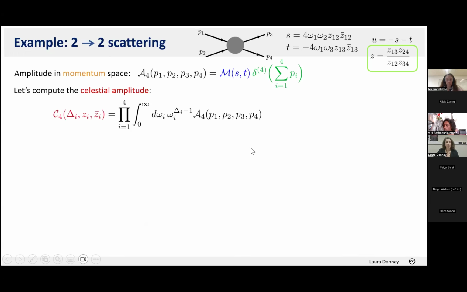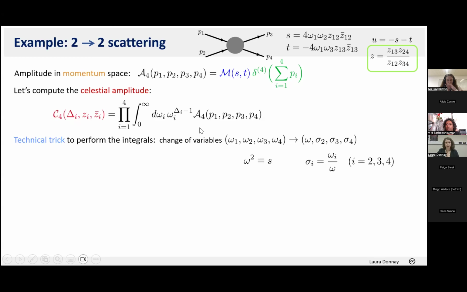Now let's look at the celestial amplitude that I've been advertising on Monday. So how do you obtain the celestial amplitude? Well, the dictionary is pretty simple. You have 4 particles, so you will perform 4 Mellin transforms, one on omega 1, one on omega 2, 3, and 4. And as a result, we are supposed to get something I call curly C, a celestial amplitude, a 4-point amplitude, which will now depend on the deltas.